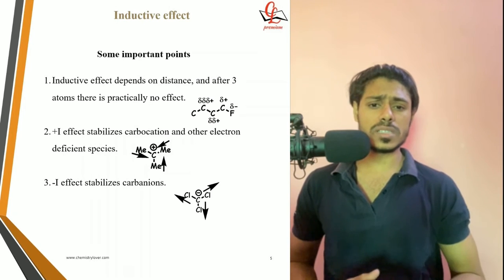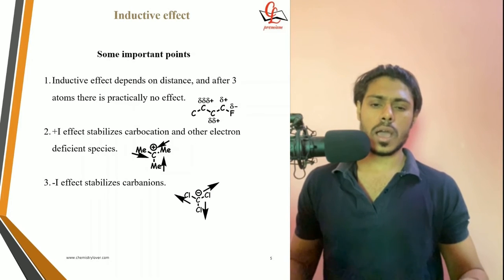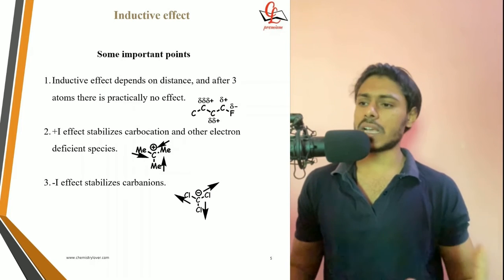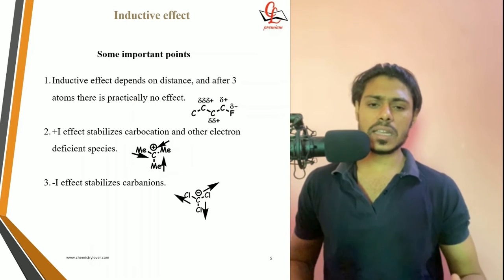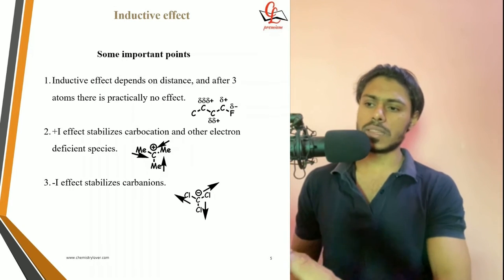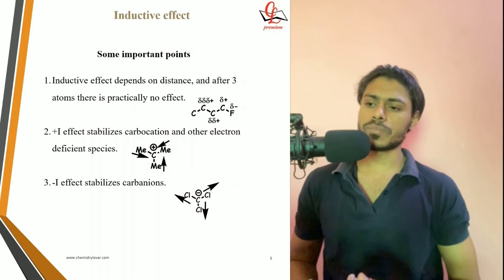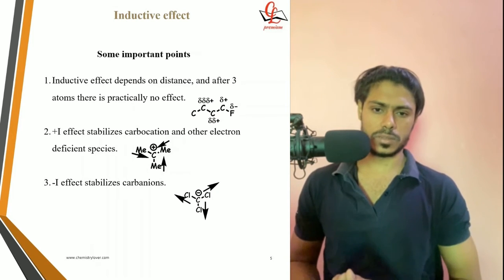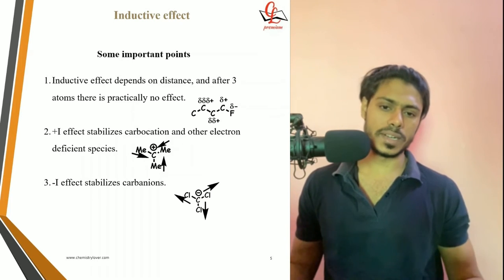The second point is that in case of plus I effect, the groups push electrons towards the carbon atom, so any group that shows plus I effect will stabilize a positive center like a carbocation. In this example, we have used the tertiary butyl cation. Similarly, because in case of minus I effect groups pull electrons from the carbon, they will stabilize negative centers like a carbanion, in this case the trichloromethyl group. So this is very important. When we discuss carbocation and carbanion, we will see this in more detail.